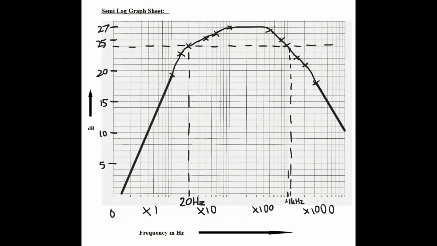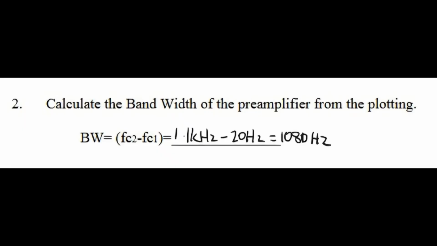So 27 decibel is the highest point of the graph, and we want to find -3 decibel. And then we mark down to find that the lower frequency cutoff point is 20 Hz, while the higher frequency cutoff point is 1.1 kHz. So the bandwidth is just 1.1 k minus 20 Hz, which gives you 1080 Hz.